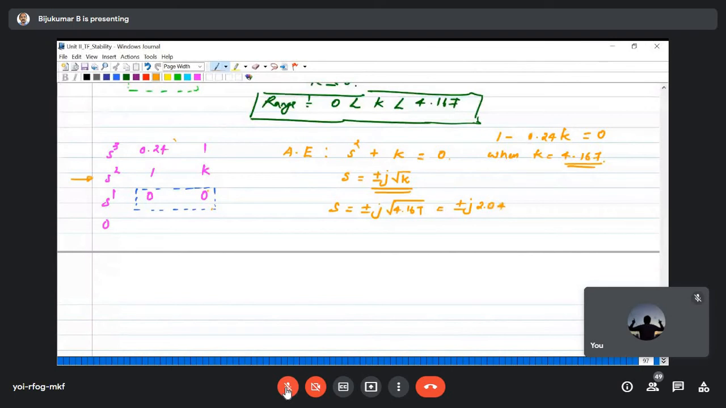Now, how will you find the natural frequency of oscillation? It is clear that both the poles are lying on the j omega axis, right? So what is the frequency of oscillation? It's 2.041 radians per second. Clear?